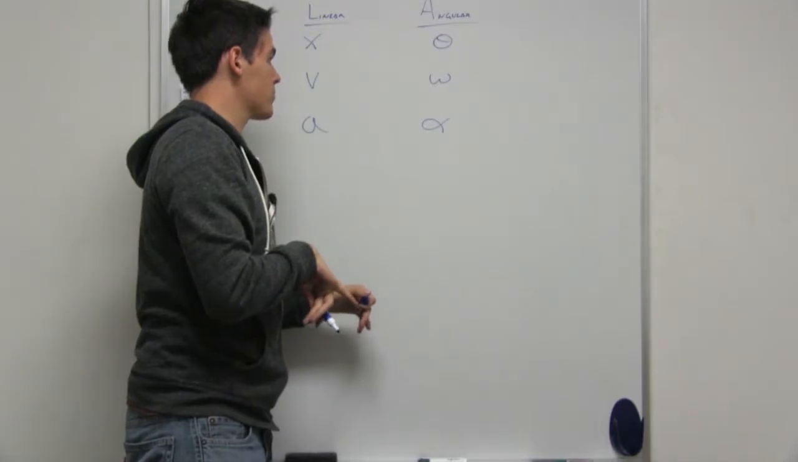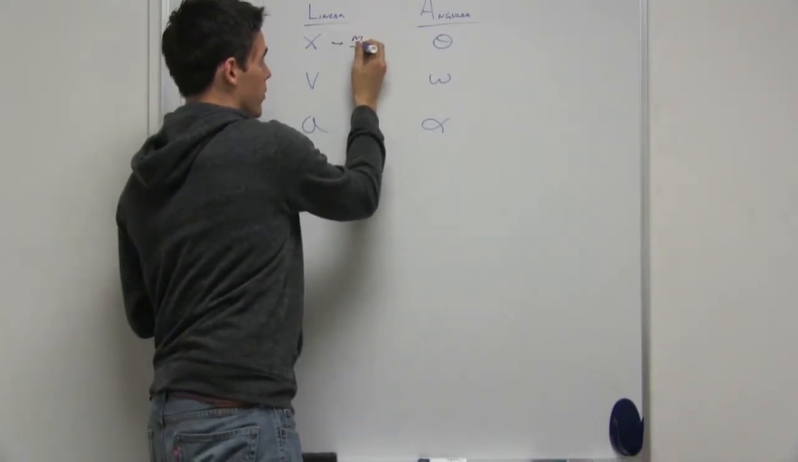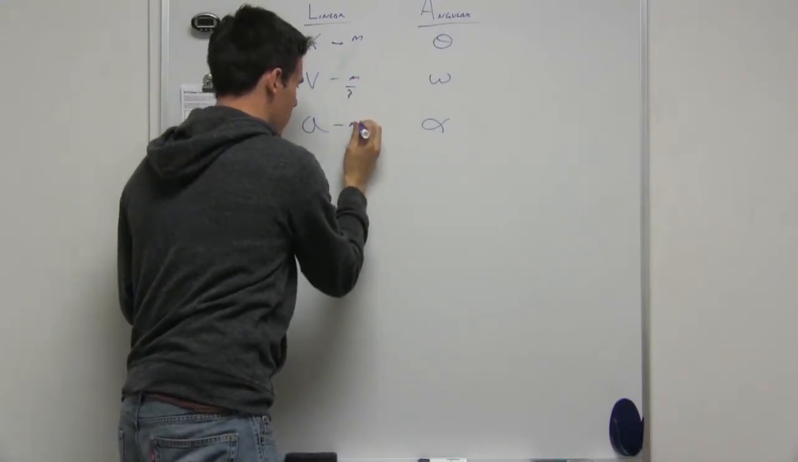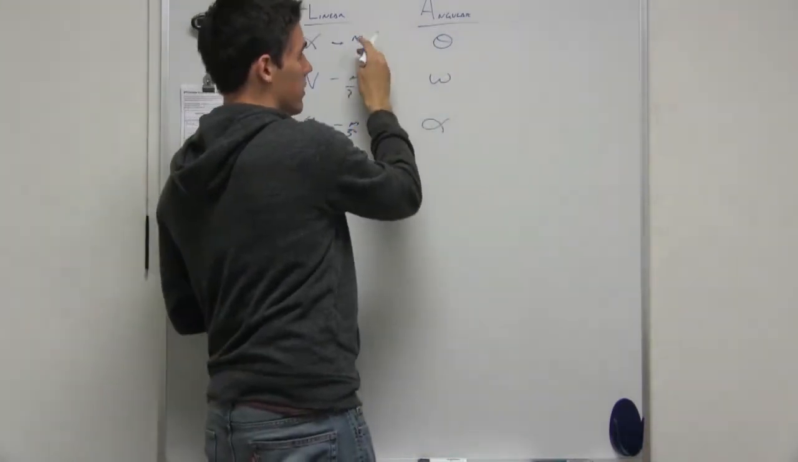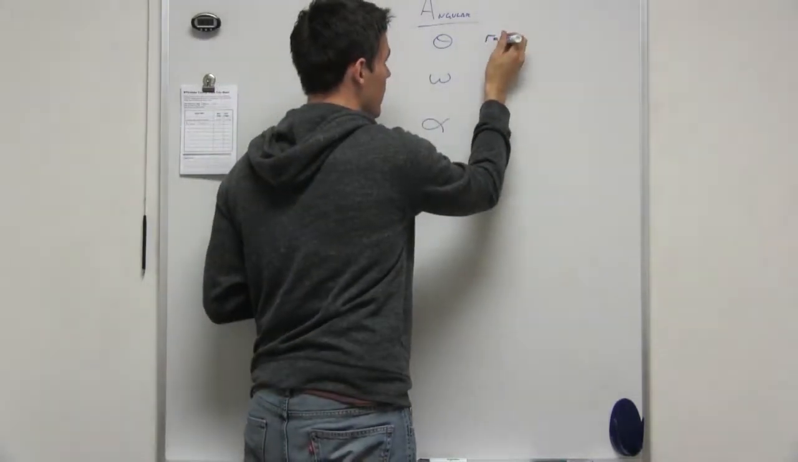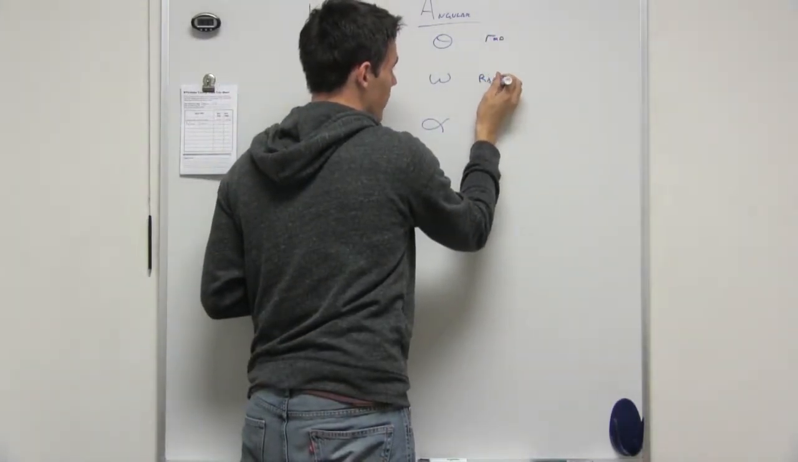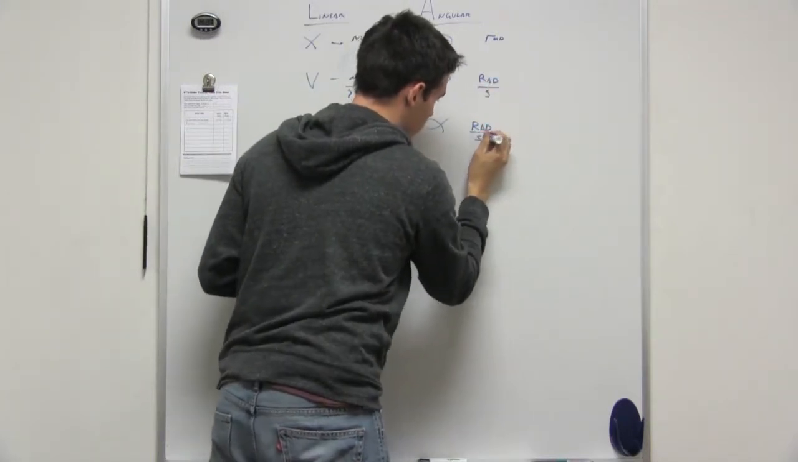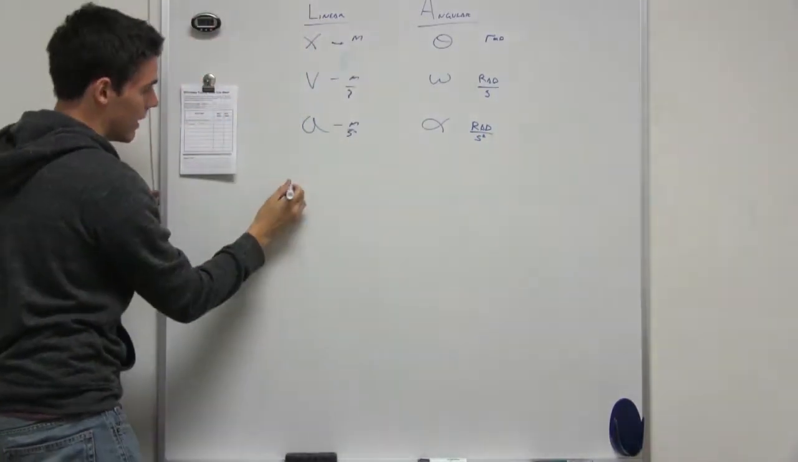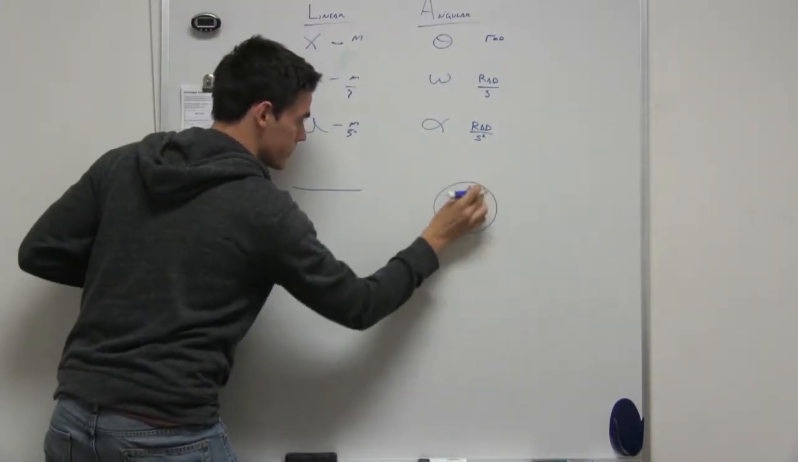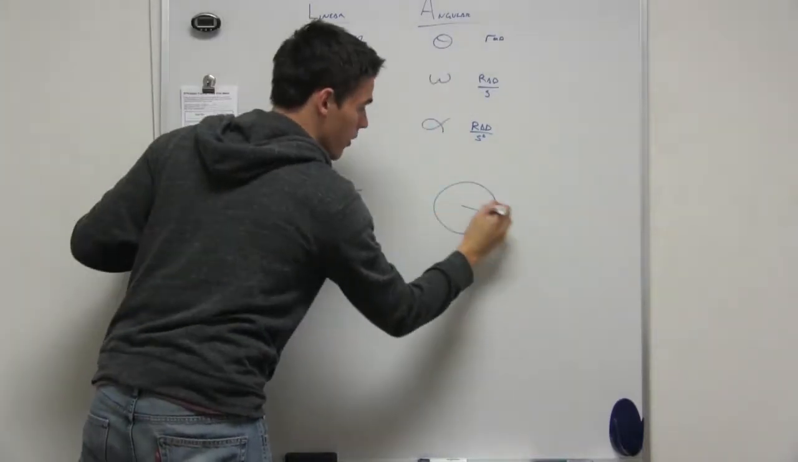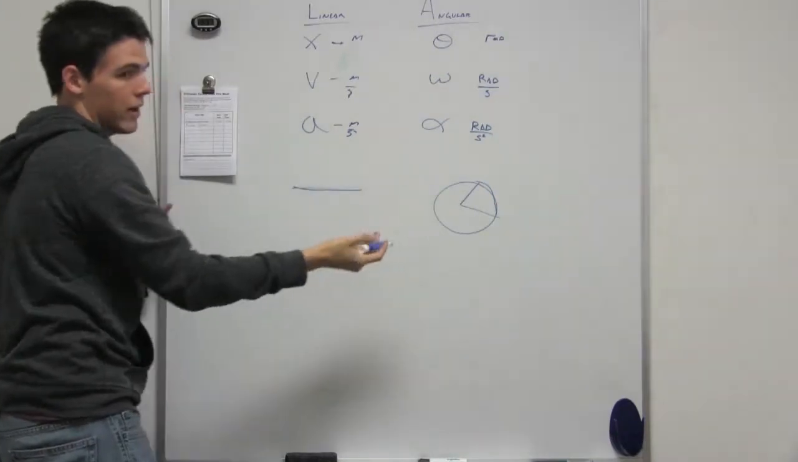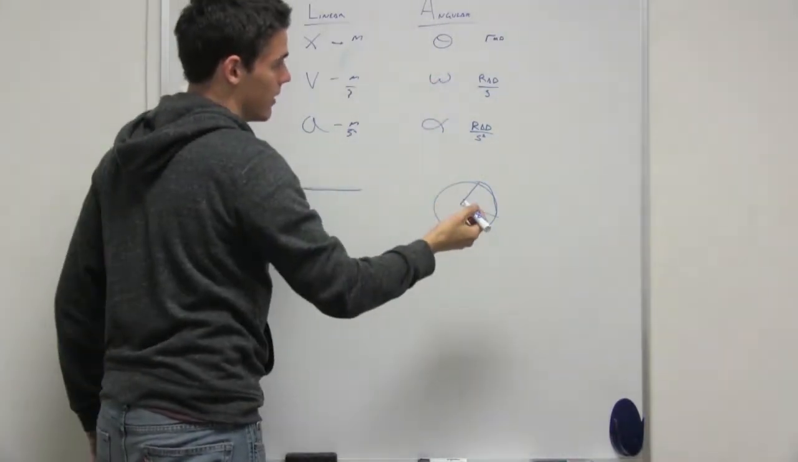The units for the linear ones are meters, meters per second, and meters per second squared. For the angular ones, you're just going to change out meters with radians: radians, radians per second, radians per second squared. So it's like if you have a line and a circle. Theta is just how far you're going along that circle, and x is just how far you're going along that line. Omega is radians per second.